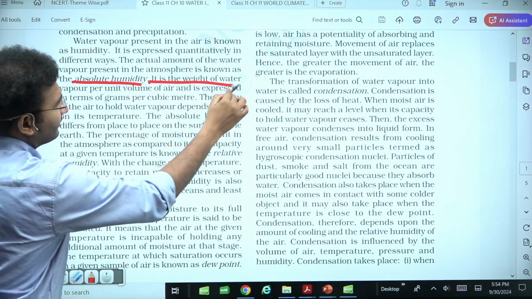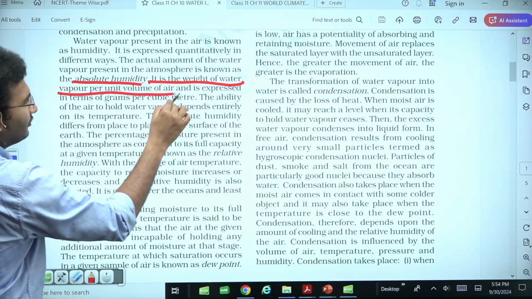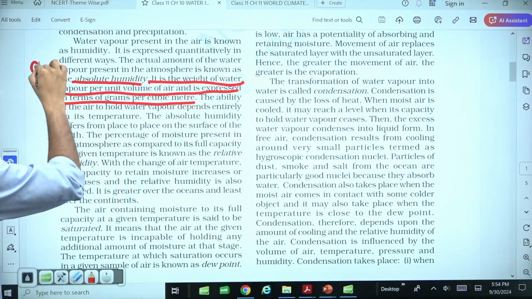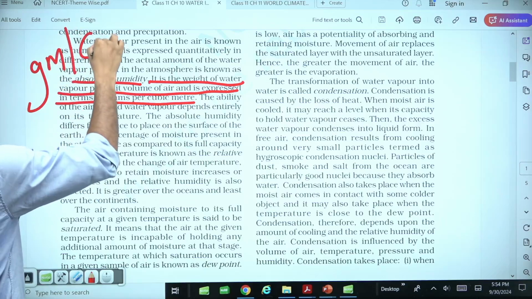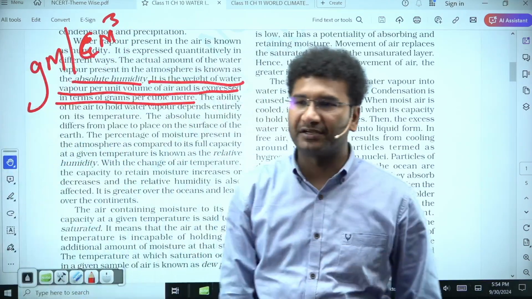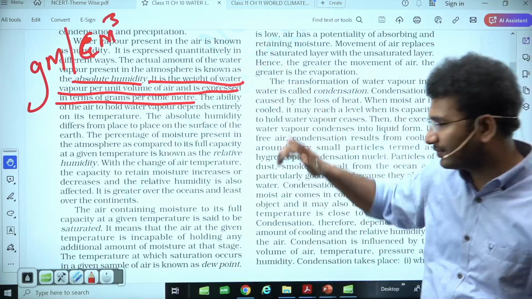The weight of water vapor present in a unit volume of air is expressed in terms of grams per cubic meter. That means it is expressed in grams per cubic meter. This is how it is expressed.